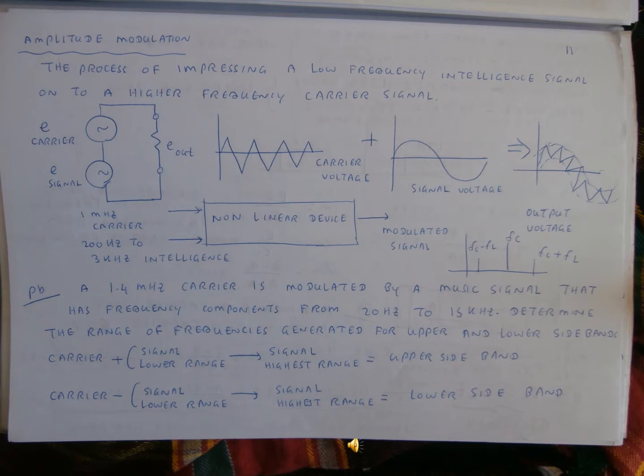200 hertz to 3 kilohertz intelligent signal. The modulated signal has a double carrier frequency, a carrier frequency and a low frequency FN. For example, a 1.4 megahertz carrier with a music signal modulated on it.